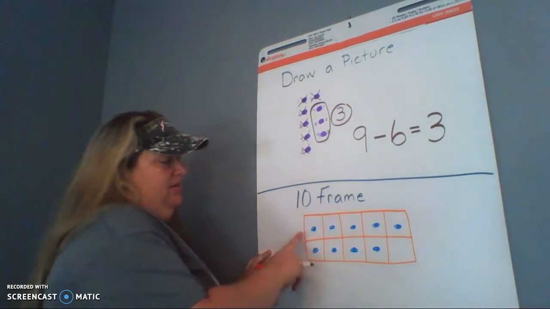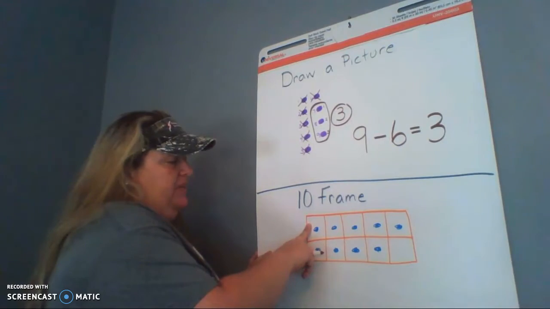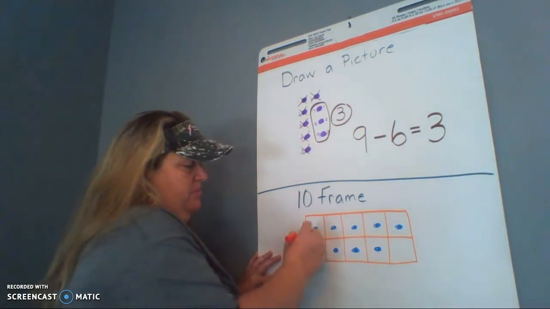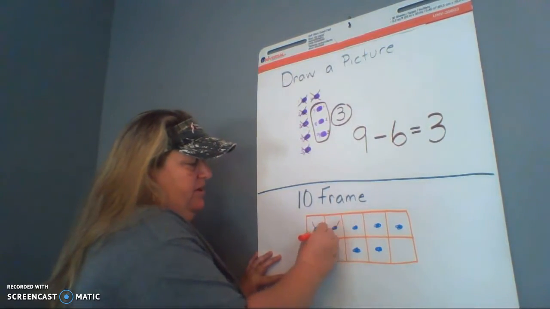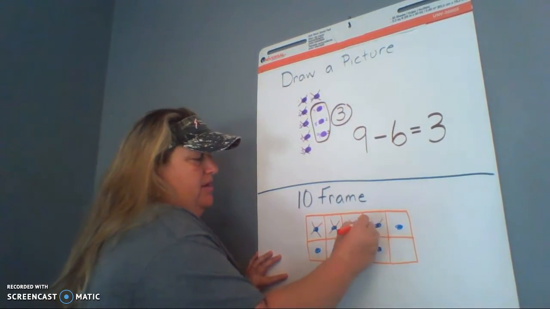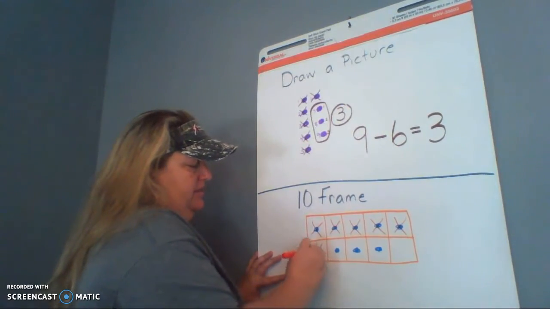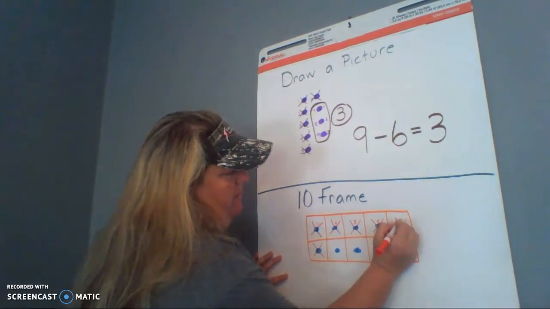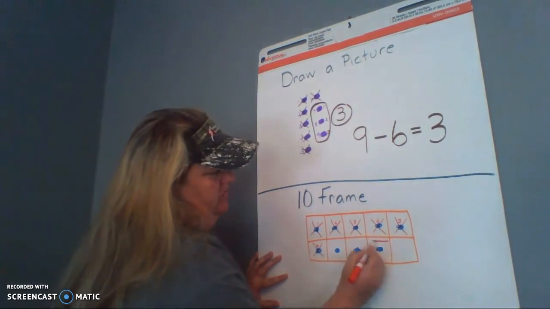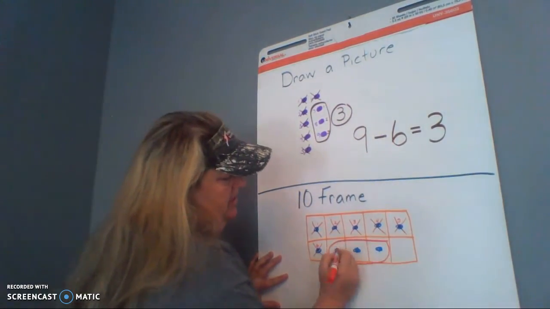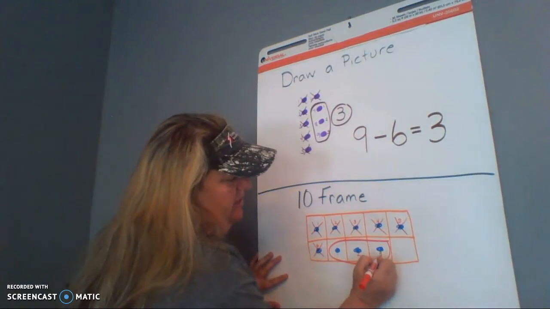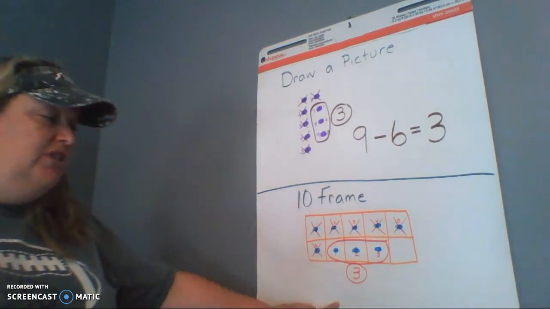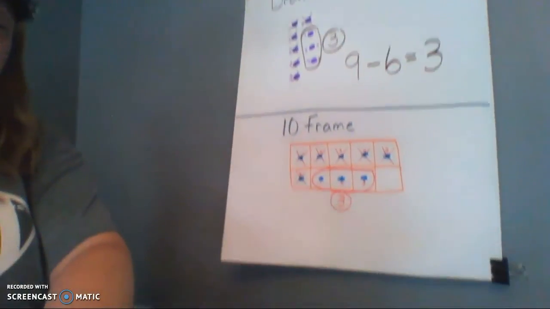So you can start crossing off from the top, or you can start at the end at the bottom. You can decide, but I'm going to start at the top. I'm going to cross off 1, 2, 3, 4, 5, and 6. I circle the ones that are left, and I go 1, 2, and 3. So how many paintbrushes does Mrs. R have left? Well, she has 3 paintbrushes left.